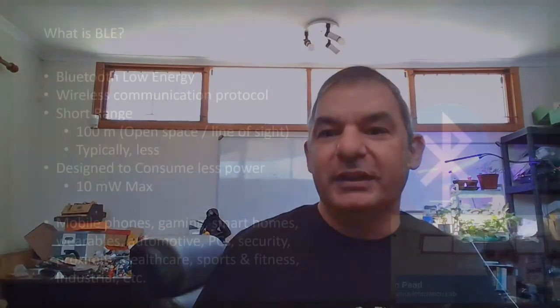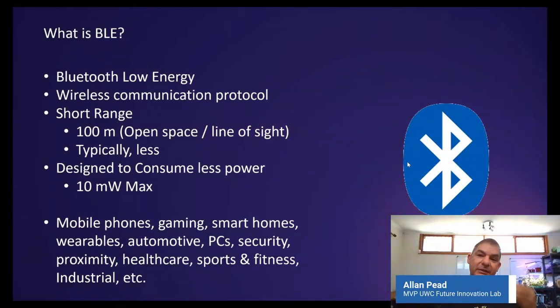Right, so the most important question is, what is this BLE thing? It's Bluetooth Low Energy. It's a wireless communication protocol. It's really short range, so it should be like 100 meters and things like that. The really important part of why we would want to use Bluetooth Low Energy is it consumes very, very little power. So like 10 milliwatts is its maximum power. It can be less than that as well, or it generally is less than that.